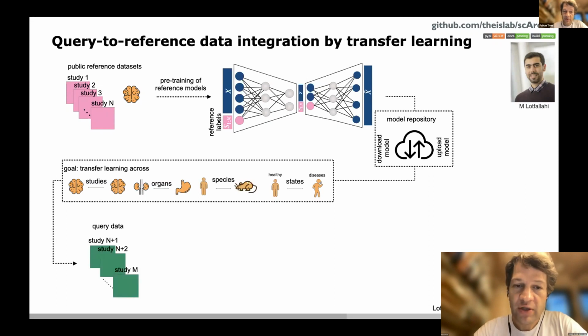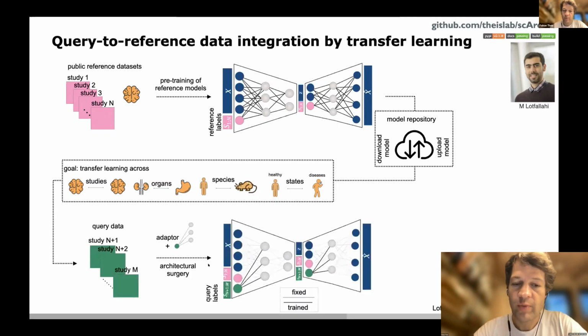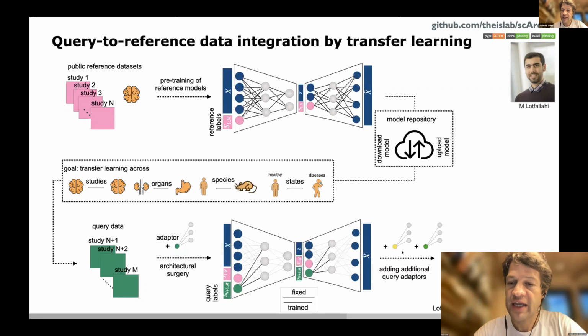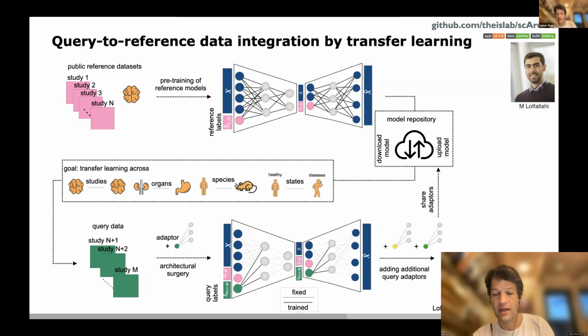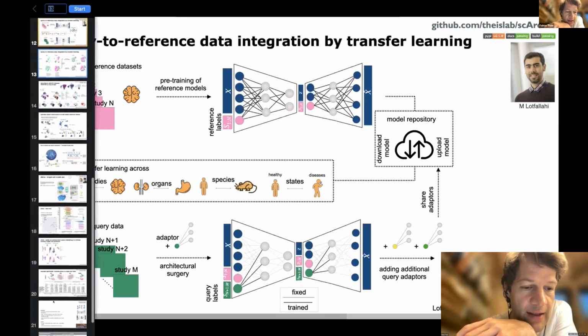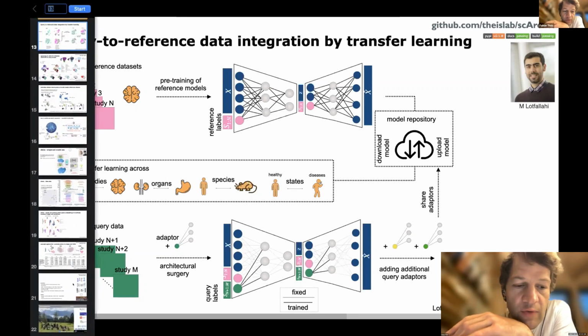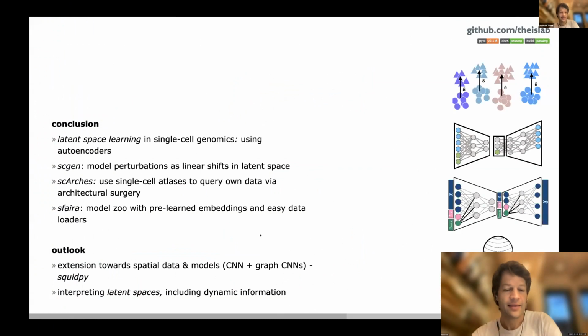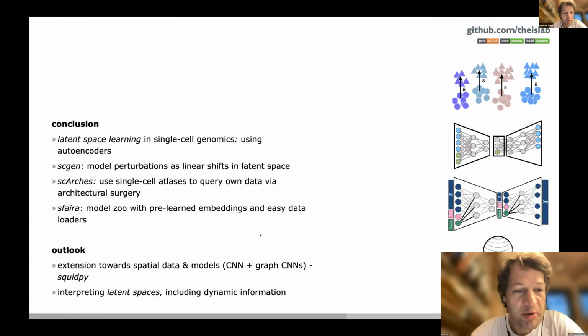In this case, because the studies are packed in there, we need to do what we call architectural surgery. So we add query labels. I won't go into details, but essentially we can share those variations as well, and we can actually apply this. So this is our idea of transfer learning in this setting. I'll skip that. We have a nice model zoo for doing this as well, but I preferred really talking to you a bit more slowly.